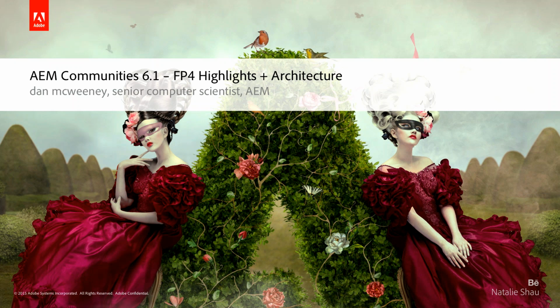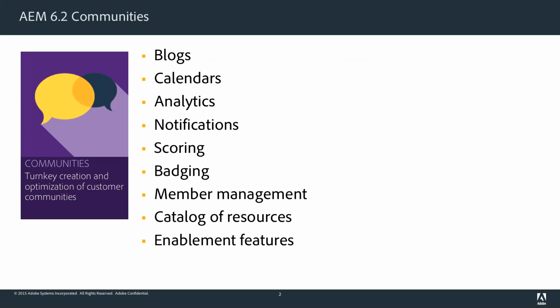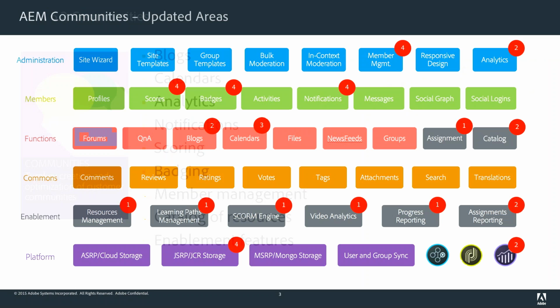So first thing, what is social communities? Like I said, this is a non-exhaustive list of the various components that we provide. So blogs, calendars, analytic plugins, notification scoring, badging, commenting systems, forums, Q&As, and so on. There's all these things. This is a more exhaustive list of all of the various pieces that actually make up social communities. So there's a lot.